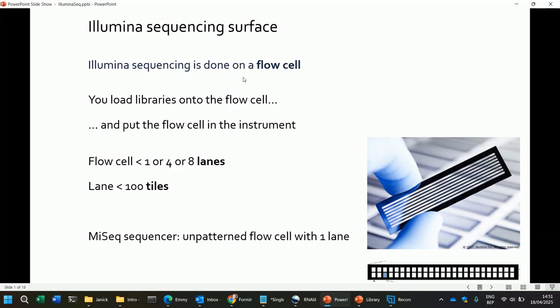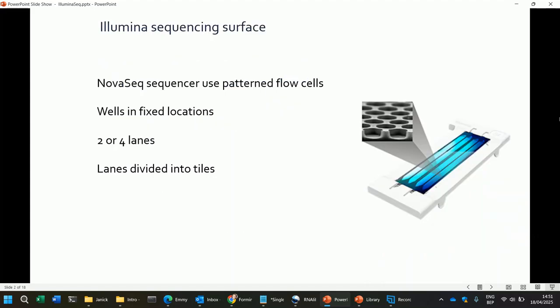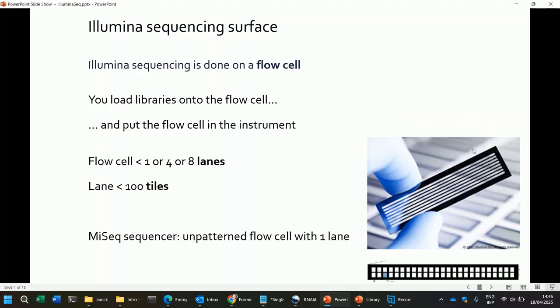So once you have your libraries, you're ready for sequencing. Illumina sequencing is done on a device that's called a flow cell, and you can see it here on the slide. This is an old flow cell. There are newer versions available, and you can see them here on the next slide. I will come back to them. But the old ones are also still used.